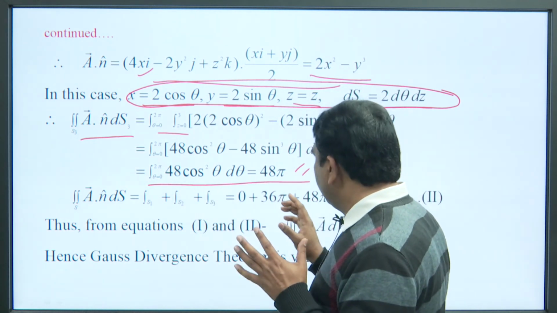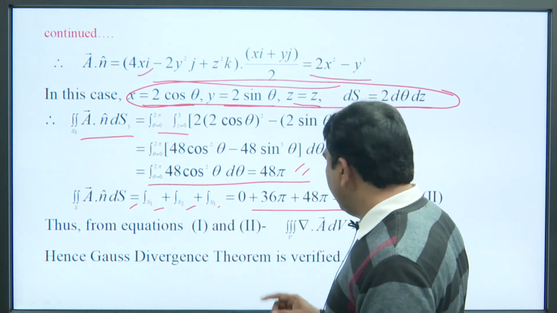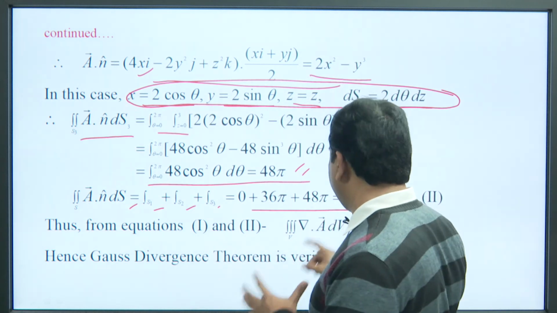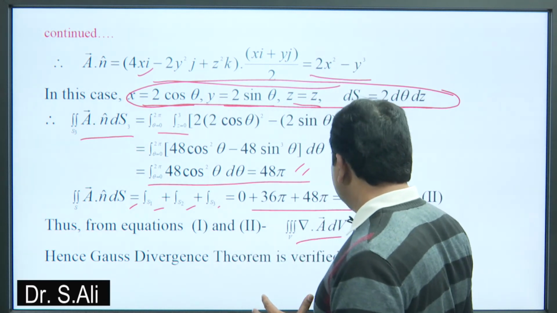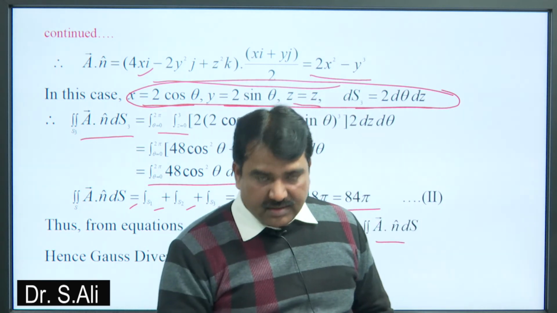Now, the total surface integral is S1 plus S2 plus S3, which gives 84 pi, and finally we can see that the volume integral is equal to the surface integral. So, in this way we can verify the divergence theorem. Thank you.